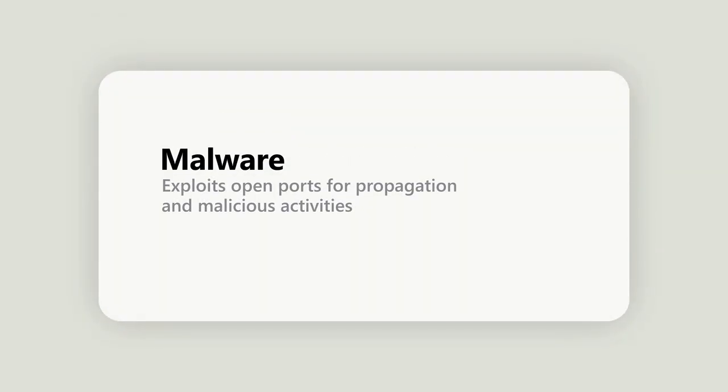The last risk is malware, which can use open ports to propagate and infect systems. Some types of malware, such as worms, actively scan networks for open ports and exploit them to spread to other systems. Once a system is infected, the malware can perform various malicious activities, such as data theft, system disruption, or using the system as part of a botnet.